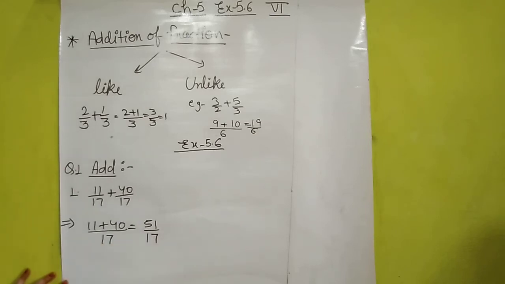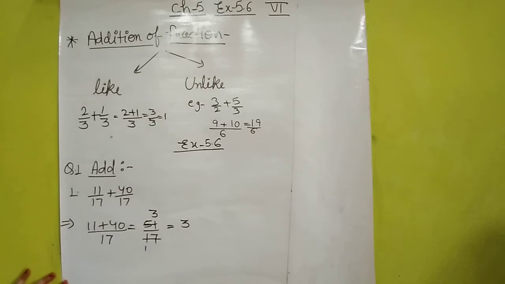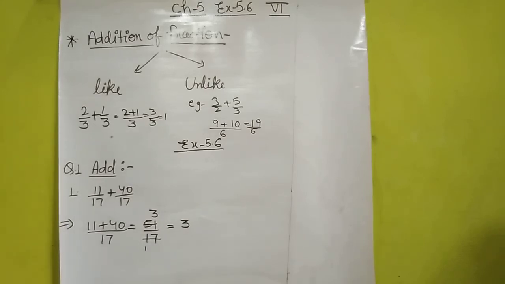And as you know, in 17 table, 51 is coming 3 times. So 17 ones are 17, 17 threes are 51. So 3 is your answer. Now students, question number 2, find the missing.